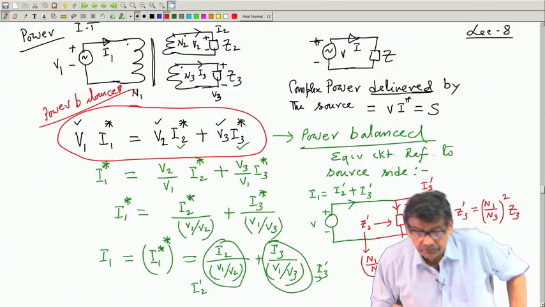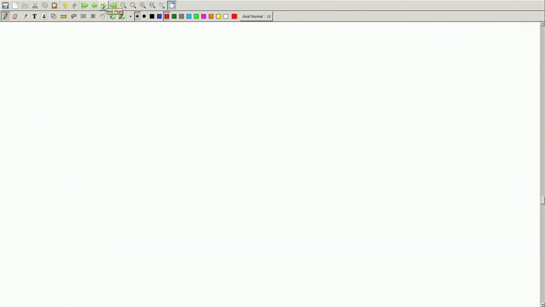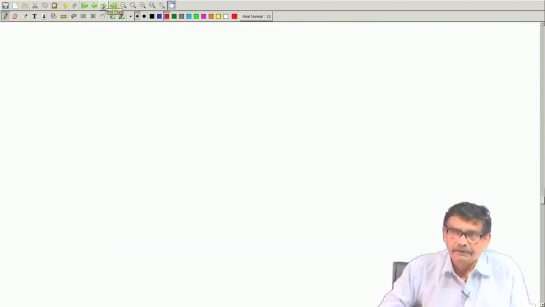Okay. So, this is the thing I wanted to tell about the ideal transformer.